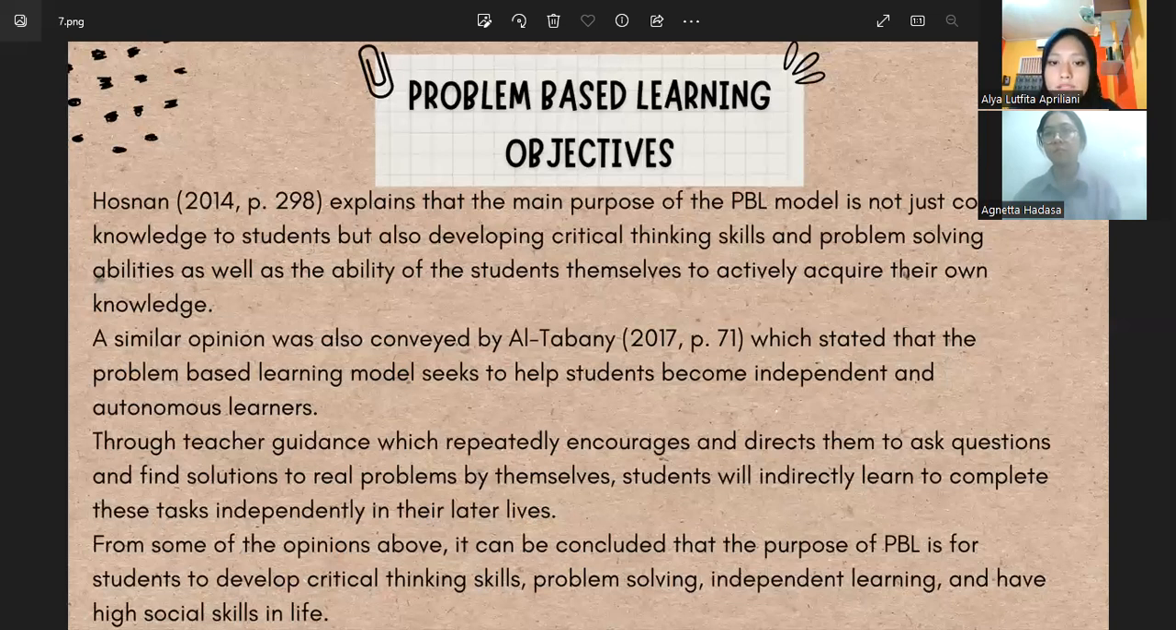A similar opinion was also conveyed by Al-Tabany 2017, which states that the problem-based learning model seeks to help students become independent and autonomous learners through teacher guidance, which repeatedly encourages and directs them to ask questions and find solutions to real problems by themselves. Students will indirectly learn to complete tasks independently in their later lives. From some of the opinions above, it can be concluded that the purpose of PBL is for students to develop critical thinking skills, problem solving, independent learning, and have high social skills in life.